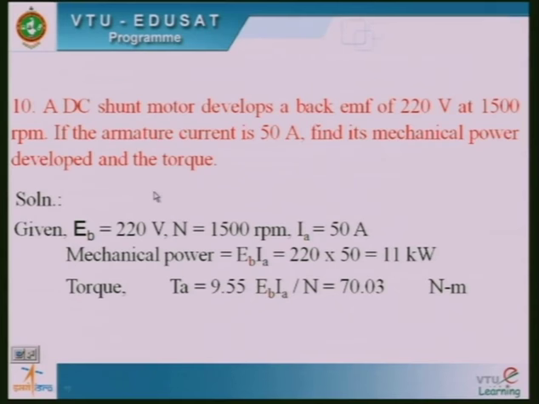I already told you that mechanical power developed is directly proportional to EB. So mechanical power developed is EB into IA. Substituting the values, it is 11 kilowatt. And the torque equation in terms of this mechanical power is TA is equal to 9.55 multiplied with EB IA, divided by the speed of the motor. The speed of the motor is mentioned, 1500. So we are getting the value, it is 70.03 Newton meter. So this is how you have to perform the problem when they ask for mechanical power developed when the back EMF is mentioned.